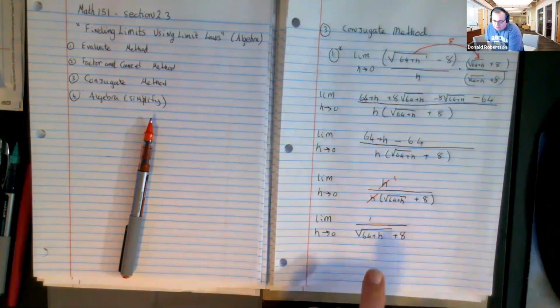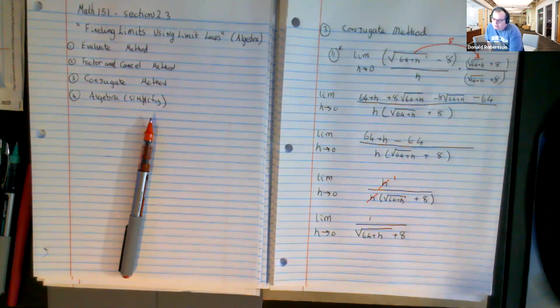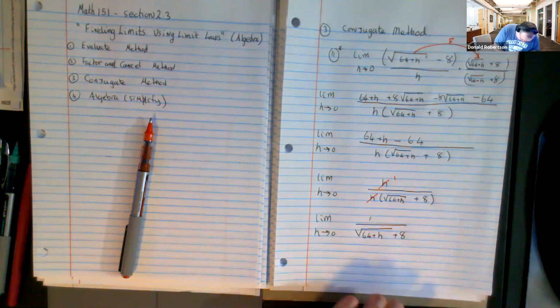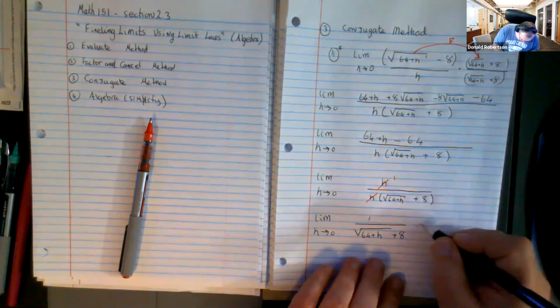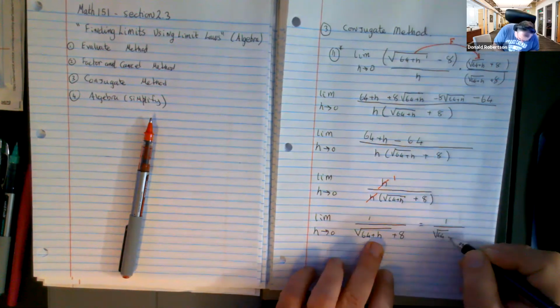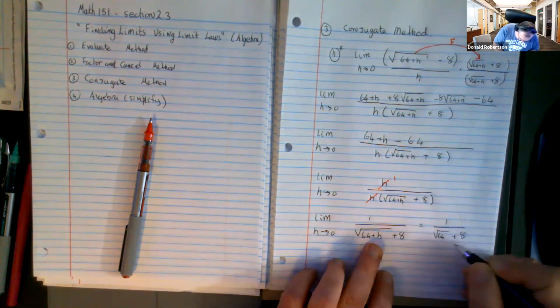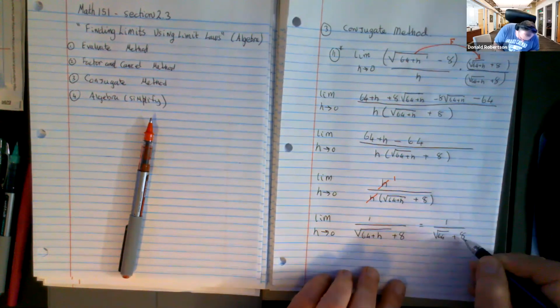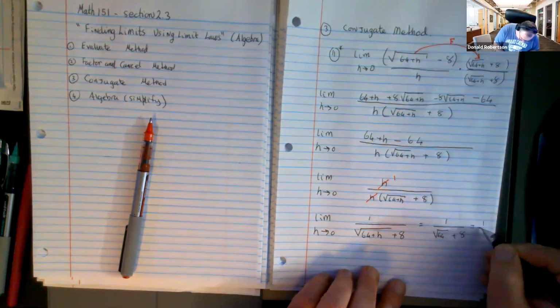And at this point, can't I just plug h equals 0 in, right? And I should have my answer. And it's 1 over square root of 64 plus nothing, add 8. That's 8. 8 add 8 is 16. And there's your answer.